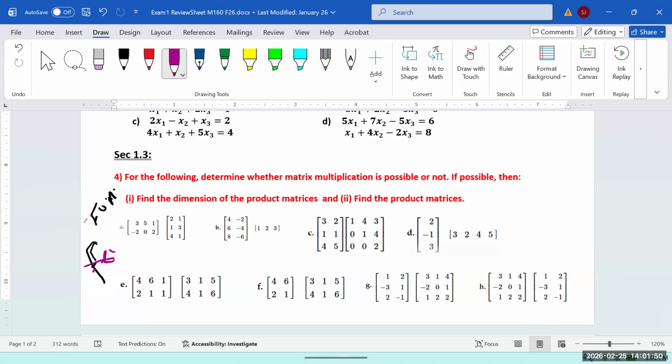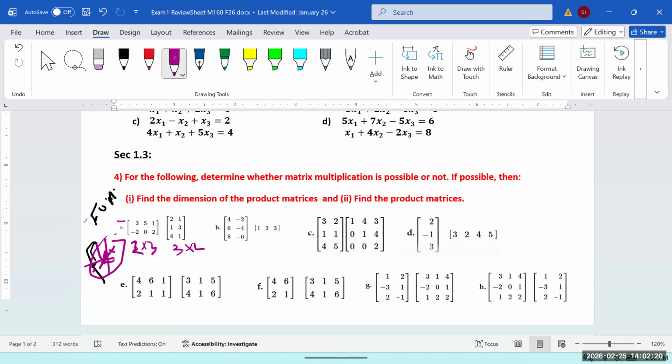Okay, so a few of them, okay? You don't have to do any math. All you have to do is figure out whether matrix multiplication is possible or not. If possible, then what's the dimension of the product? For example, here this is 3 by 2. So you're going to write the dimension for each one, 3 by 2. And then we have 2 by 3, and then 3 by 2.